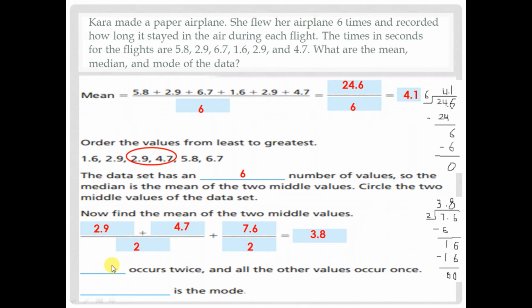Okay, now finally the mode, the number which is the most repeated one. Which one occurred many times? If you look at the numbers, the number that is repeated many times is 2.9, and that's the mode here, meaning the number which is repeated many times. Hope that you understood. Let's see another example.